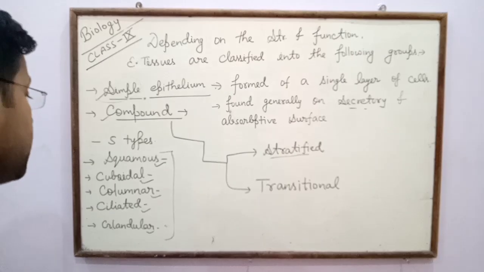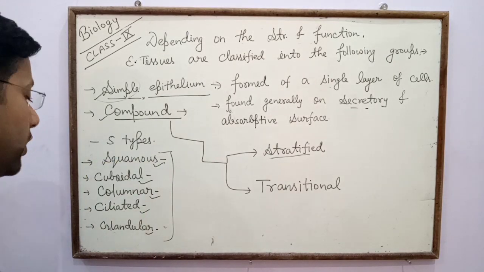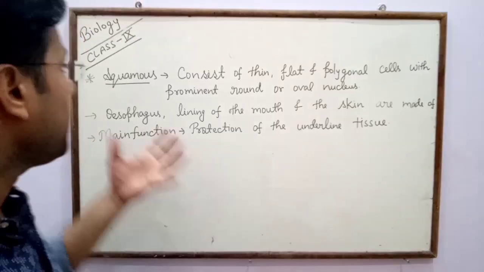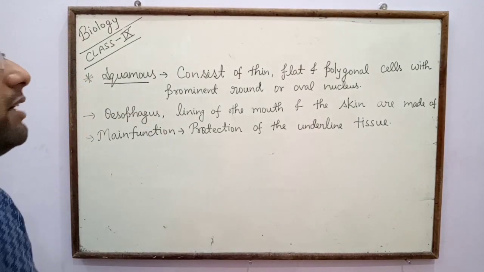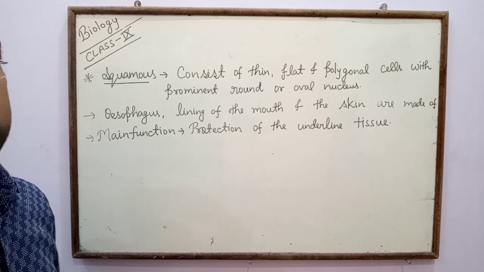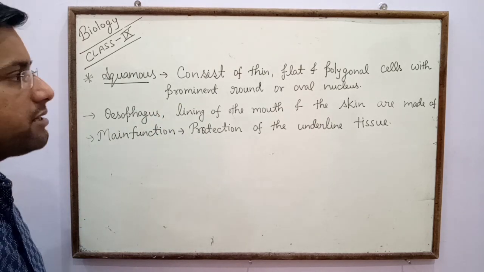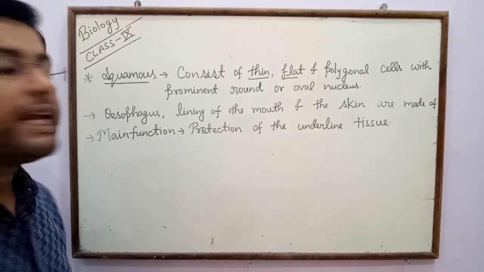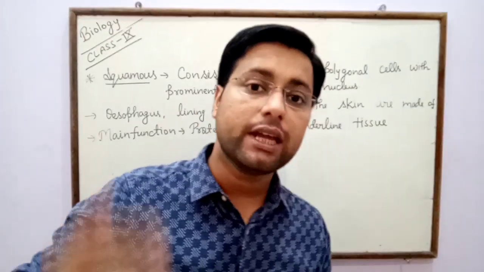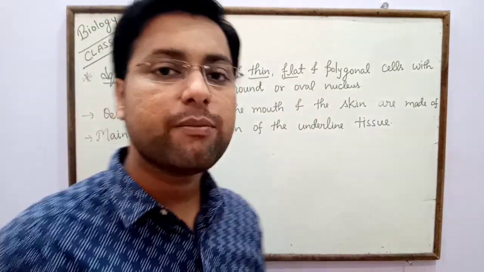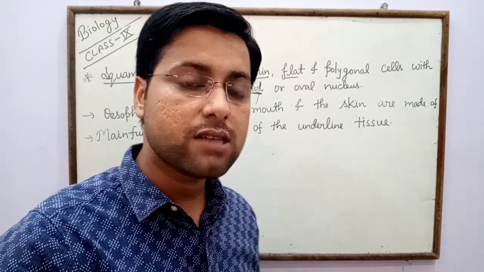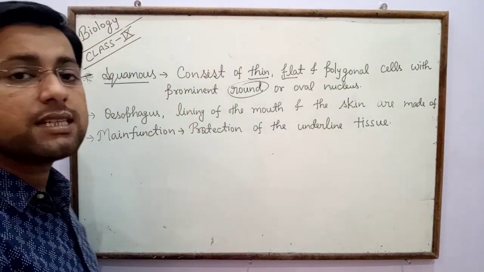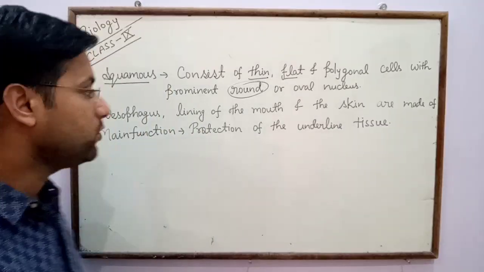One by one we will discuss squamous, cuboidal, columnar, ciliated, glandular and then compound epithelium. Now about squamous epithelium. Squamous epithelium is a type of epithelial tissue and it consists of many cells, and those cells are thin, flat and polygonal with a prominent round or oval nucleus. The cells contain a prominent nucleus, and the shape of the nucleus may be round or oval.